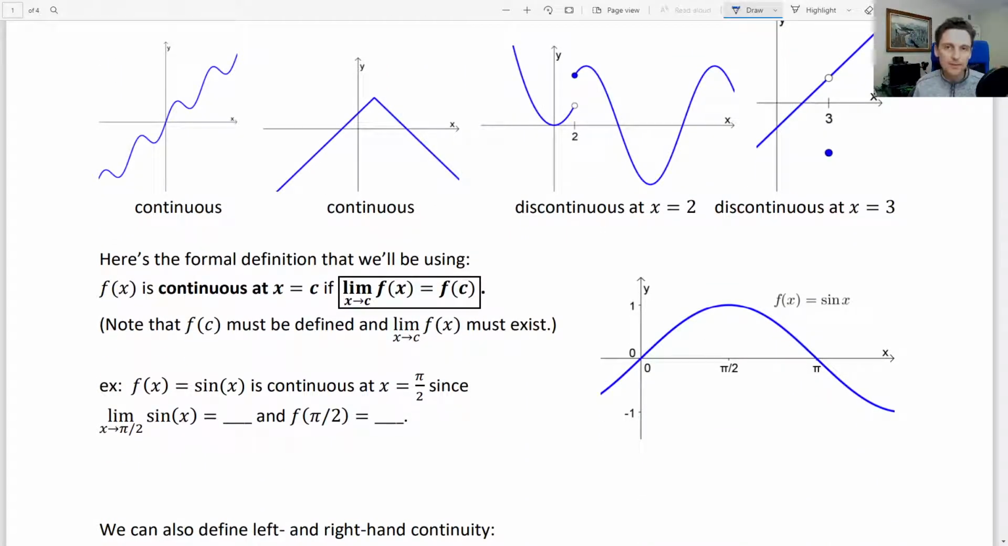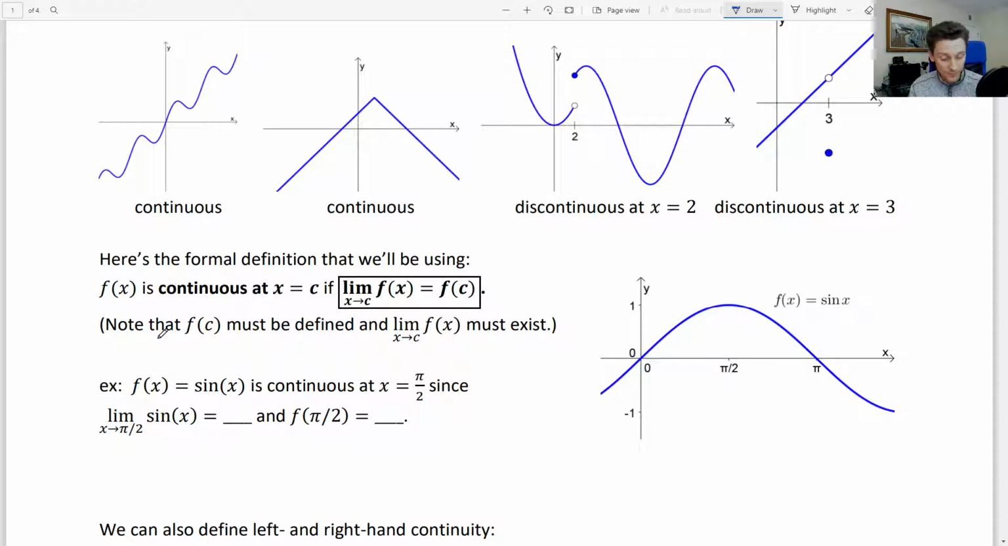So now we're going to shift to a more formal definition of what it means for a function to be continuous, now that we have our tool of limits, our basic concept of limits. So here's the formal definition. f of x is continuous at x equals c, so c is just some x value, if the limit as x approaches c of f of x is equal to f of c. In other words, it's continuous at an x value if the limit as you approach that x value is equal to the function value there.